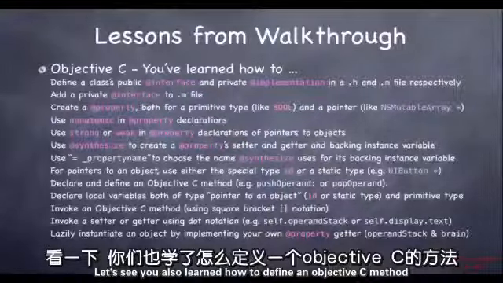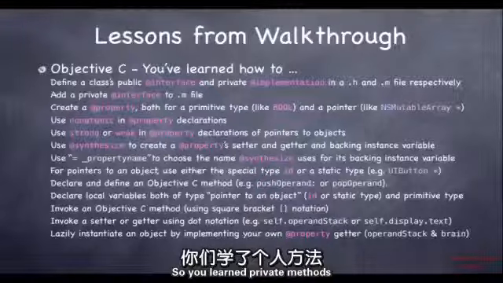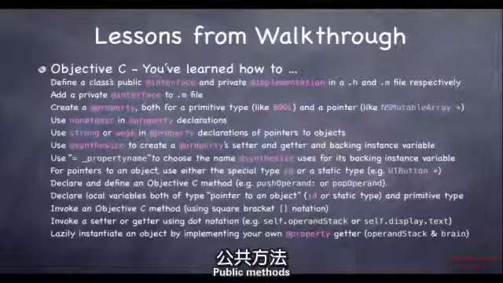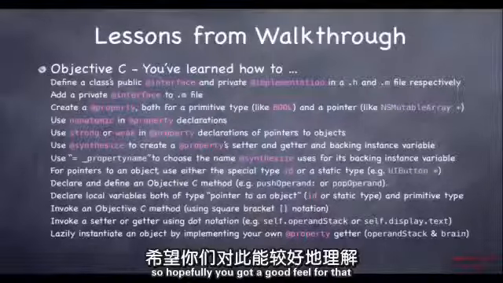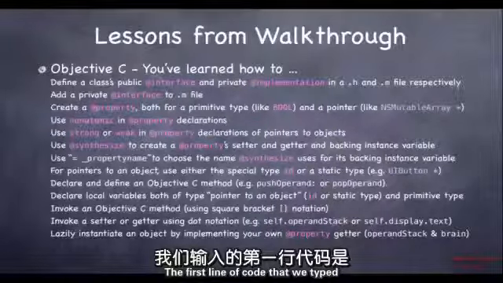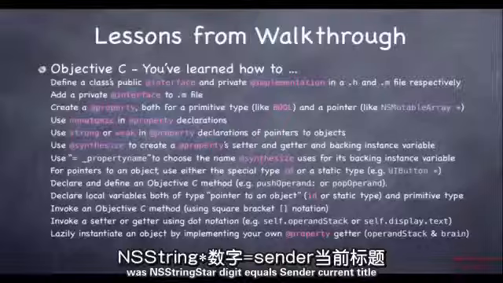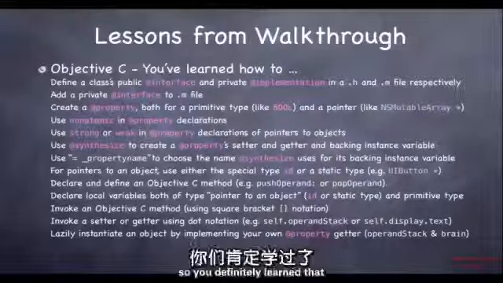Let's see, you also learned how to define an Objective-C method, quite a few actually, pushOperand:, popOperand. So you learn private methods, public methods, some that take an argument, some that don't, some that return something. So hopefully you got a good feel for that. You learned how to declare local variables. The first line of code we typed was NSString star digit equals sender currentTitle. So that's a local variable, so you definitely learned that.